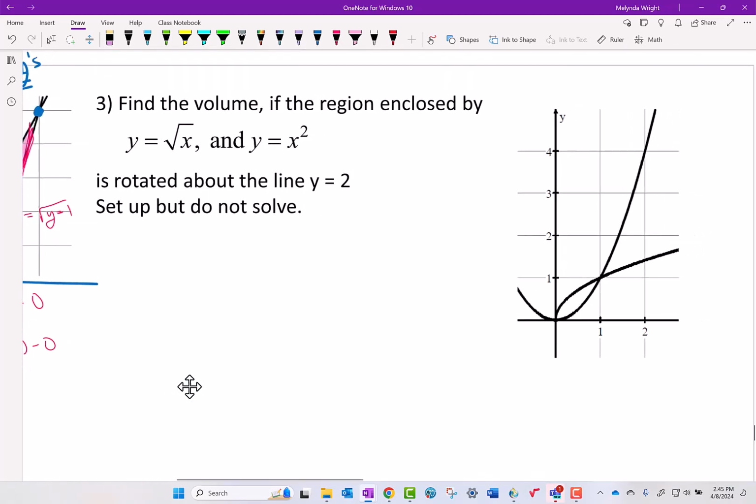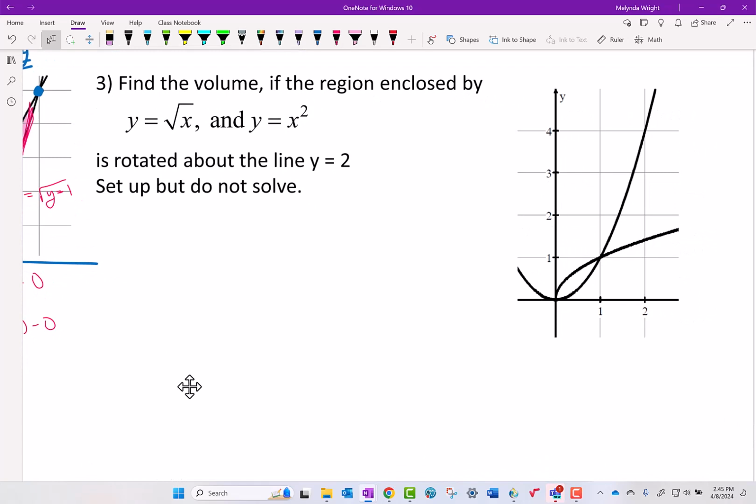So we want to find the volume of the region enclosed by, and let's just highlight that region right here. This is the region. They nicely graphed it for us already. Square root of x and y equals x squared is rotated about the line y equals 2. Set up but do not solve. Okay, so this is our axis of rotation, y equals 2.